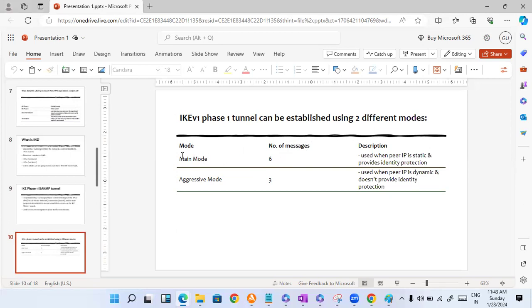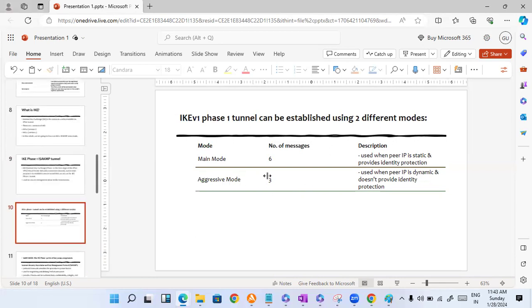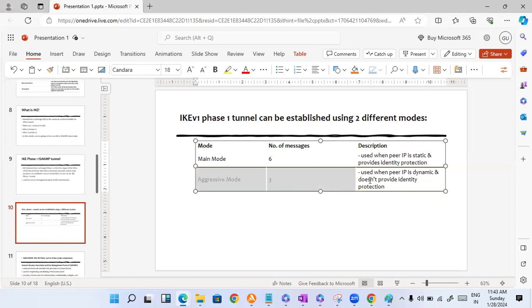So that is main mode, and another is aggressive mode. In the main mode we have six messages, to identify and authenticate the peers and to monitor them. And in aggressive mode I just have three messages. This is a fast and speedy way to set up a tunnel.